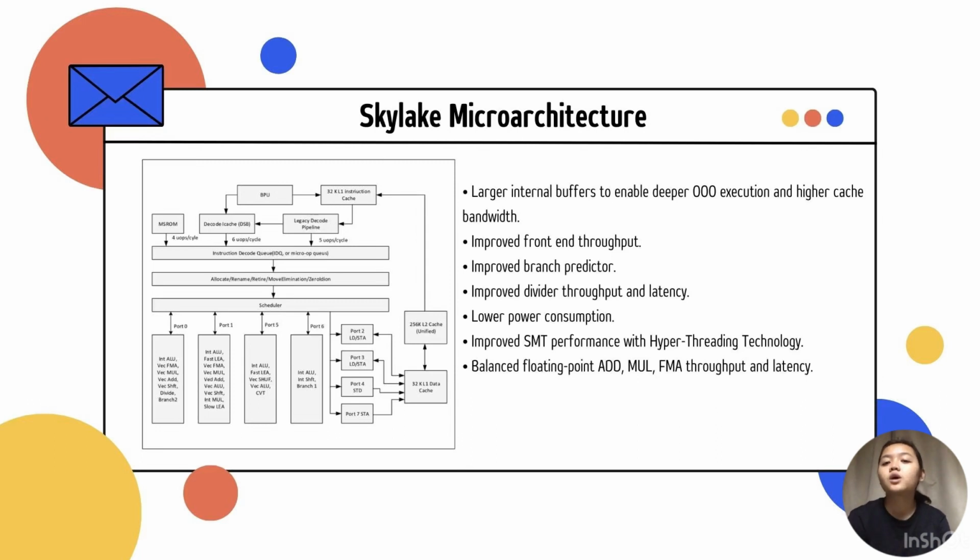The sixth one is collaborative performance. Skylake supports simultaneous multi-threading, also known as SMT, through hyper-threading technology, enabling efficient collaboration between multiple processors and teamwork in constructions, where tasks are divided among collaborators for faster completion.